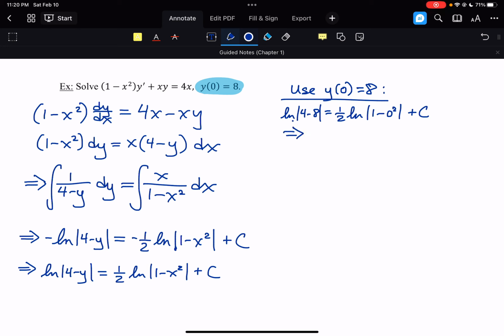So we get ln of negative 4 within the absolute value. So because of the absolute value, it's just ln of 4. This equals 1/2 ln of 1 plus c. ln of 1 is 0. So c is just ln of 4.